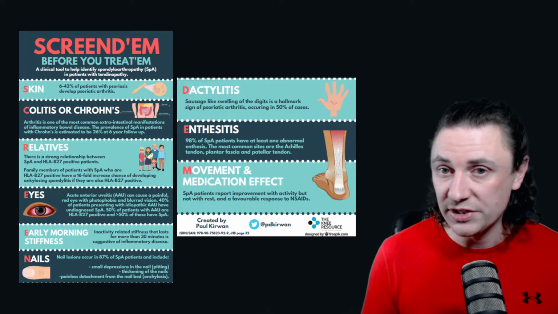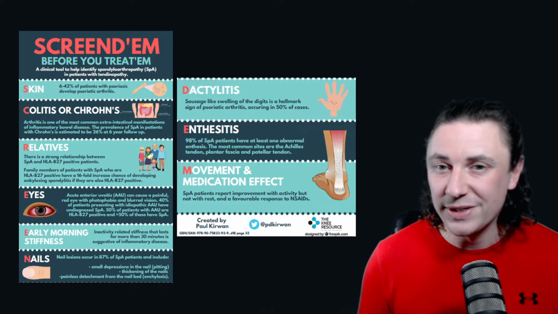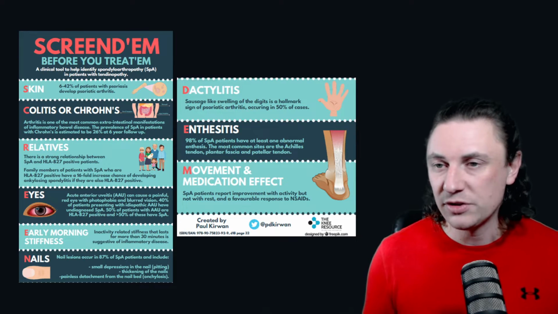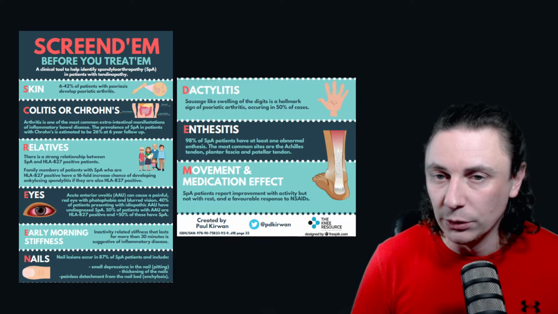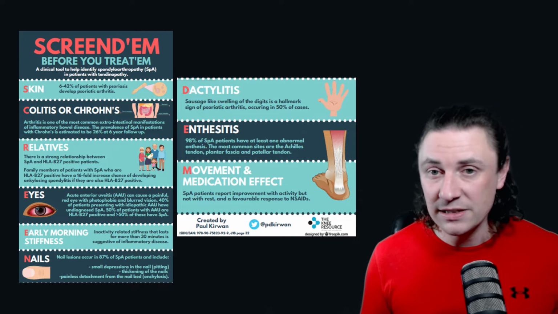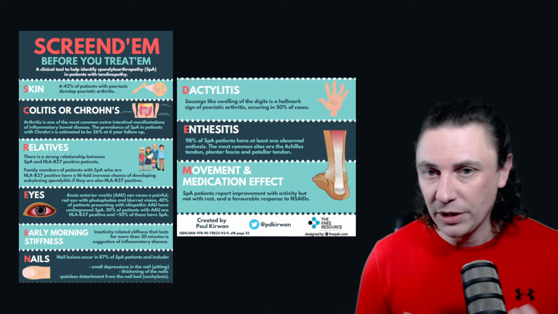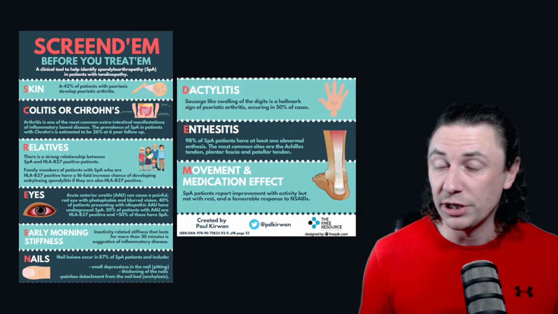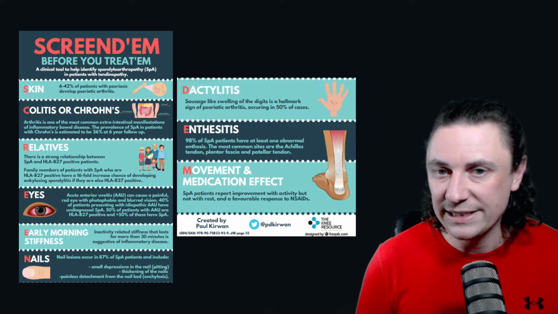So we've got colitis and Crohn's, the inflammatory bowel disease. And if we talk about that a little bit, about 1 in 4 patients with colitis or Crohn's will get a spondyloarthritis of some kind within 6 years of their diagnosis. We've got the relatives, so that's the family history, and you'll notice a lot of this ASAS criteria we've just talked about being reflected here as well.